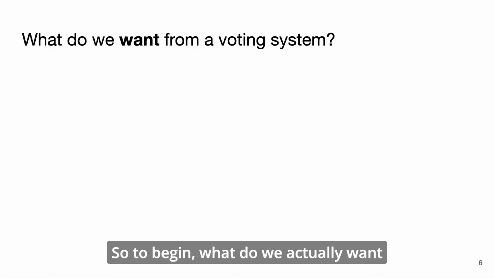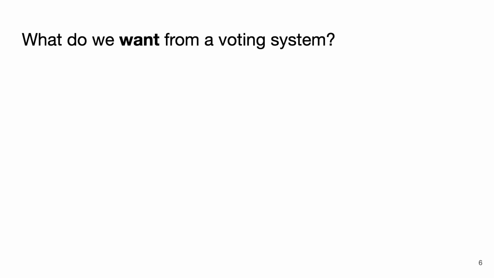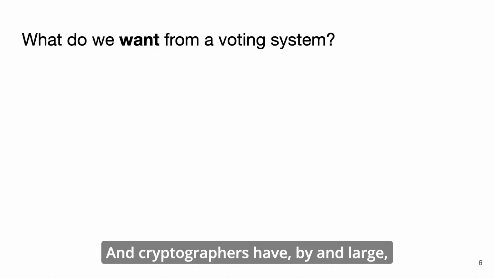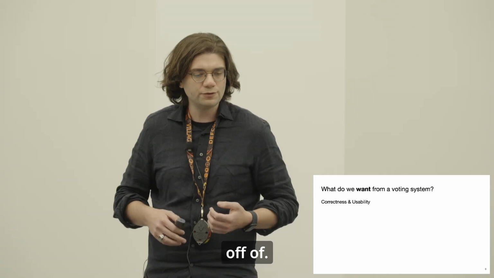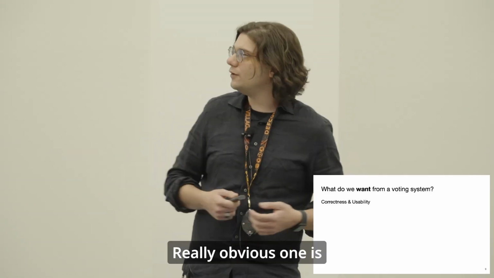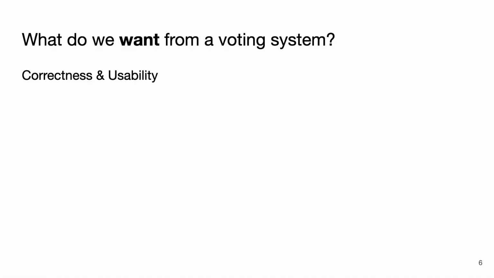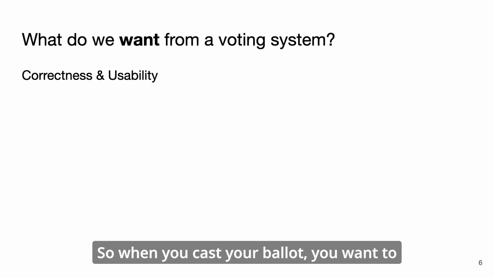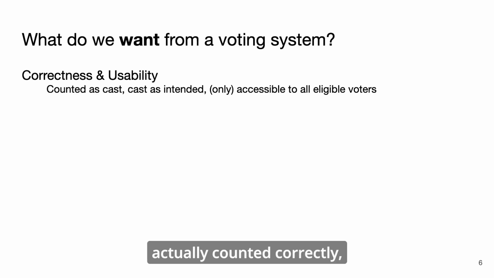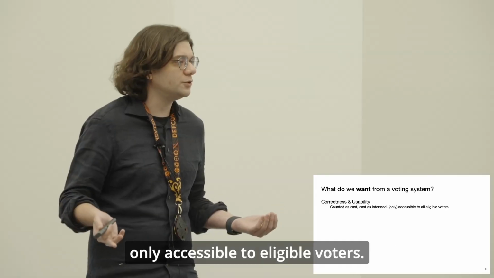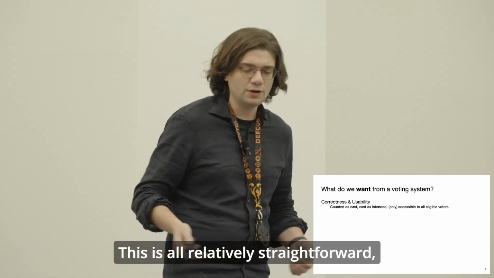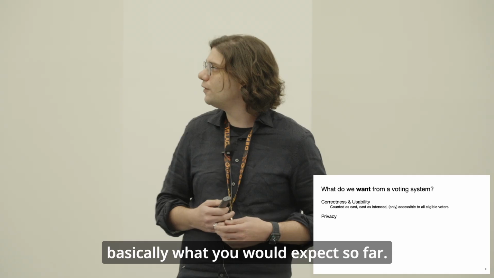So to begin, what do we actually want from a voting system? How do you secure voting in general? And cryptographers have, by and large, provided these wonderful definitions that we can go off of. Really obvious one is correctness and usability. So when you cast your ballot, you want to make sure that it's actually counted correctly, counted as cast, as intended, and only accessible to eligible voters. This is all relatively straightforward, basically what you'd expect so far.